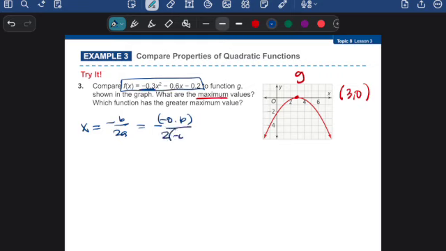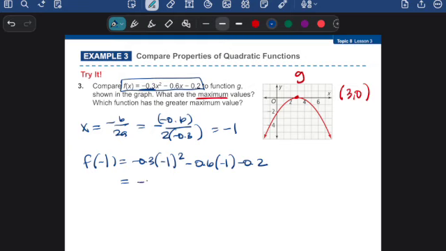2a is negative 0.3. And if I do the math, the opposite of positive 1 is negative 1. And then when I plug in negative 1, negative 0.3 times negative 1 squared, minus 0.6 times negative 1. So we're going to have to watch our signs. Okay, negative 0.3 times negative 1 squared becomes positive 1, so that stays. Negative 0.6 times negative 1 becomes positive 0.6 minus 0.2.